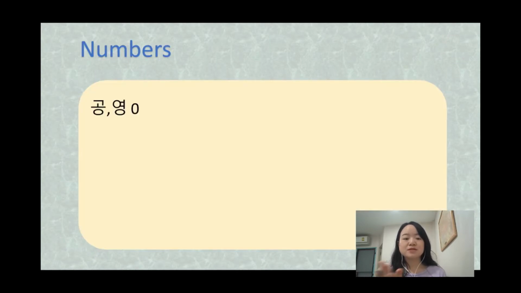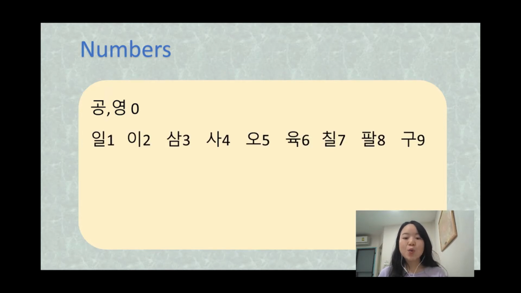So at first, let's review because we have already learned how to speak the numbers, except the first one. The first one is 0. We haven't learned it yet. So what's the pronunciation? It's 공 or 영. Two words, 공 or 영. Then 1 to 10, 1, 2, 3, 4, 5, 6, 7, 8, 9, then 10.